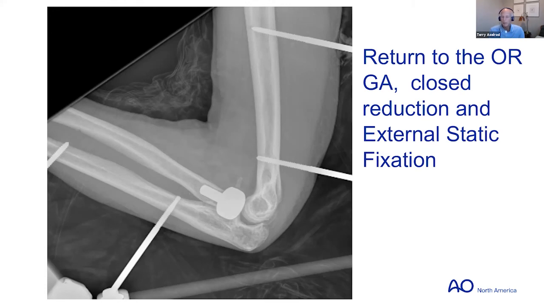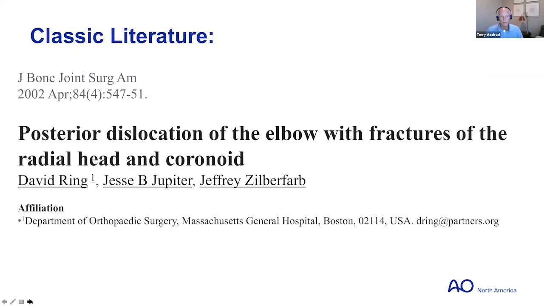And I believe there was 1 or 2 studies, I can't remember the authors, that looked at this versus moving them early with a hinge fixator, and there really was no difference. Which gets us back to that original issue: it's better to have a concentric, stable, reduced elbow than one that's mobile but unstable. So it's good to get them reduced and stabilized. So that's what we did on this case.